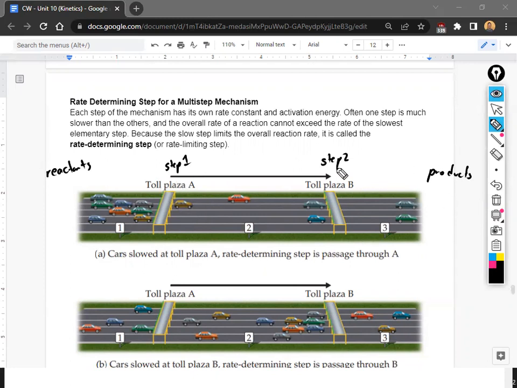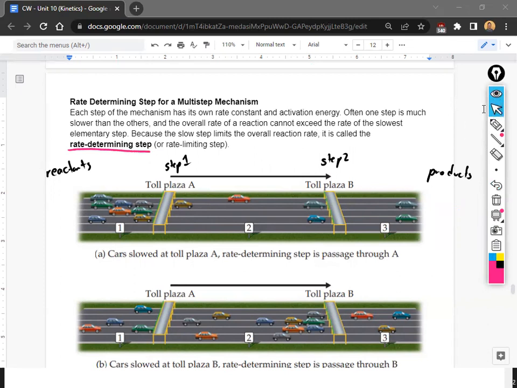Now, the rate at which traffic goes through each of these steps determines the overall rate of the reaction. Even if everybody is going super duper fast, if it slows down at one point, it's going to slow down the entire flow of traffic. So depending on which step slows down the reaction the most, that is the one that's going to determine the rate of the reaction. That's called the rate determining step. It's the weakest link in the chain.